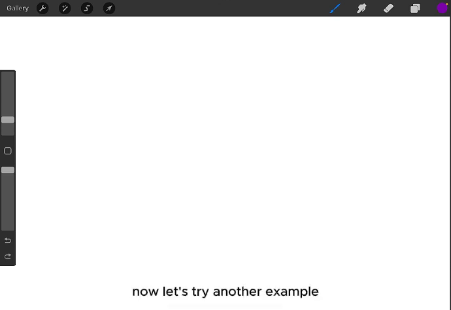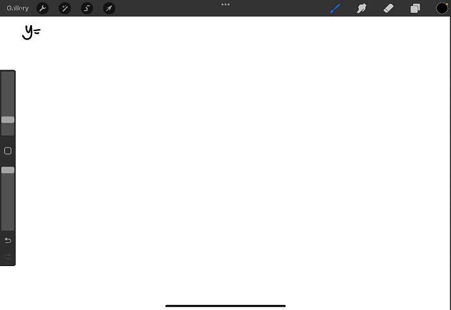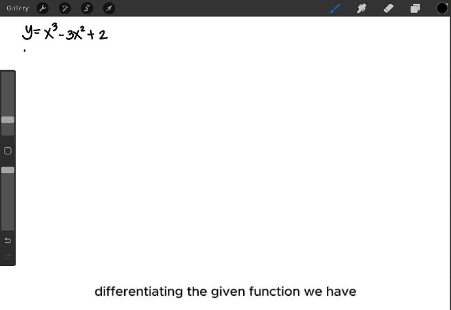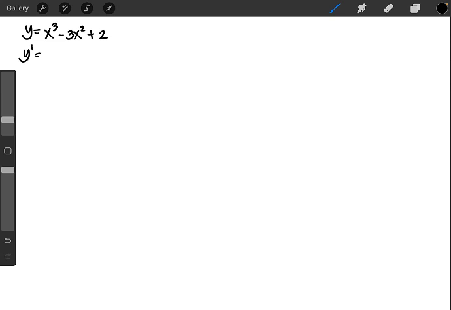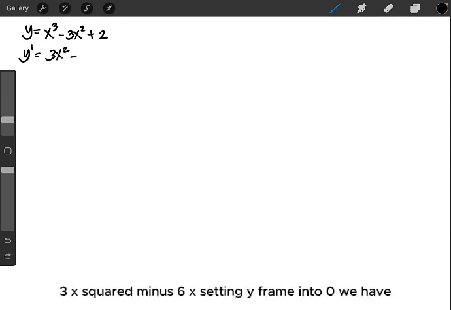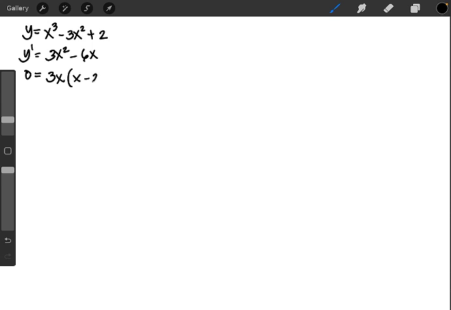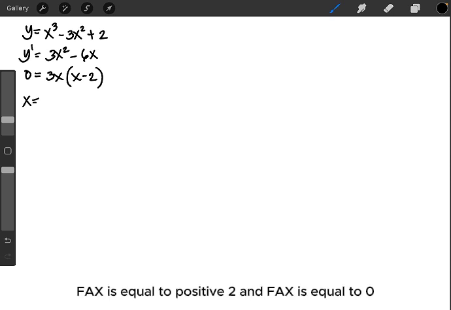Now, let's try another example. Say we have y is equal to x cubed minus 3x squared plus 2. Differentiating the given function, we have 3x squared minus 6x. Setting y prime to 0, we get the critical values x is equal to positive 2 and x is equal to 0.